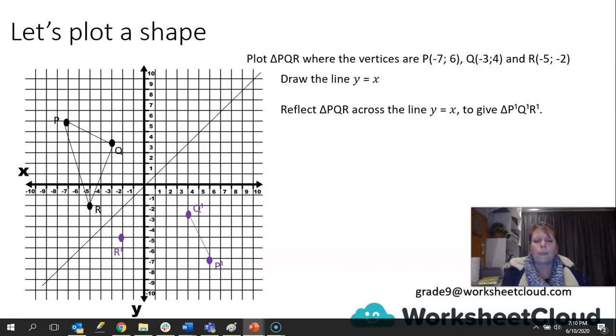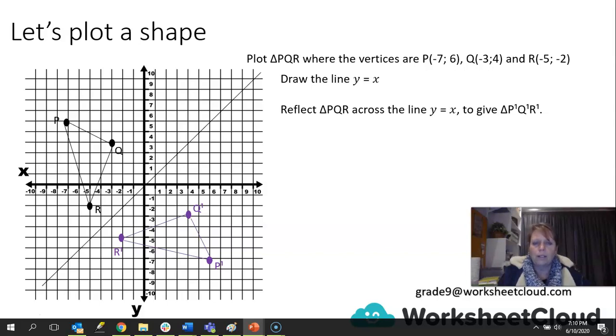So we join P to Q, Q to R, and R back to P, and we get a triangle. And we get the image of triangle PQR being P1, Q1, R1. Now, you might just look at it and say, that really doesn't look like a reflection, doesn't look like the same triangle, but if you had to fold your Cartesian plane along the line y is equal to x, you will see that the one triangle P1, Q1, R1 fits exactly on top of PQR.